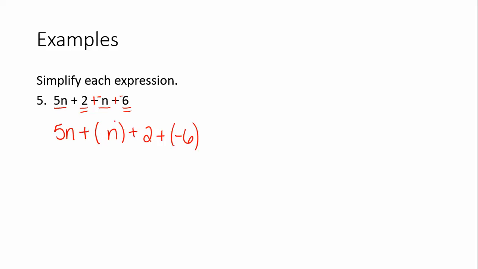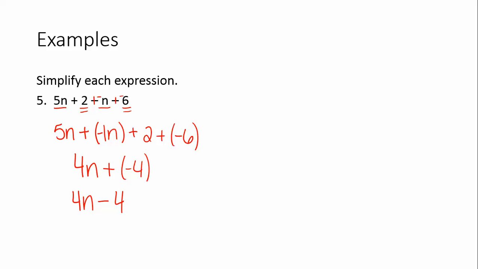So if we're going to combine these two terms, 5 plus a negative 1, well, what is 5 plus negative 1? That's 4n. Then we have 2 plus negative 6. So that would be a negative 4. 2 plus negative 6 is negative 4. So you can say plus negative 4, or you can change it back to a subtraction sign, and you'll see me do that often. 4n minus 4. This expression has been simplified. We do not have any like terms. We've combined the two pairs of like terms that we had.